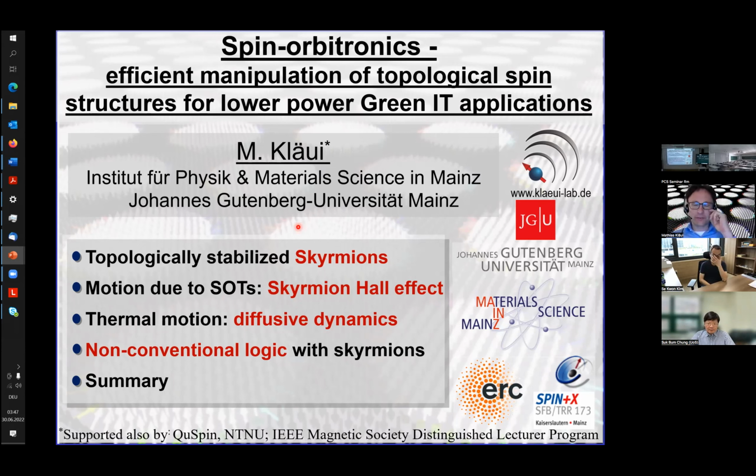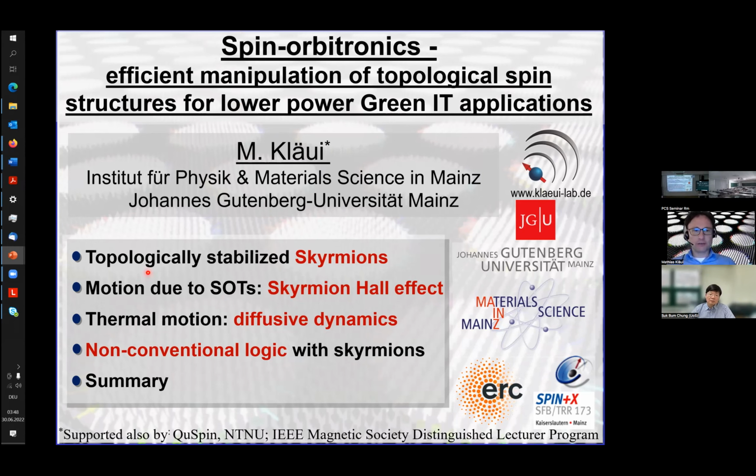So I've already had some talks, and we heard the last talk already about Skyrmions by a colleague from Seoul National University, Professor Kim. So yeah, today I want to go not just about Skyrmions and how to make Skyrmions, how to stabilize them, but also how to use them for low power GreenIT applications.